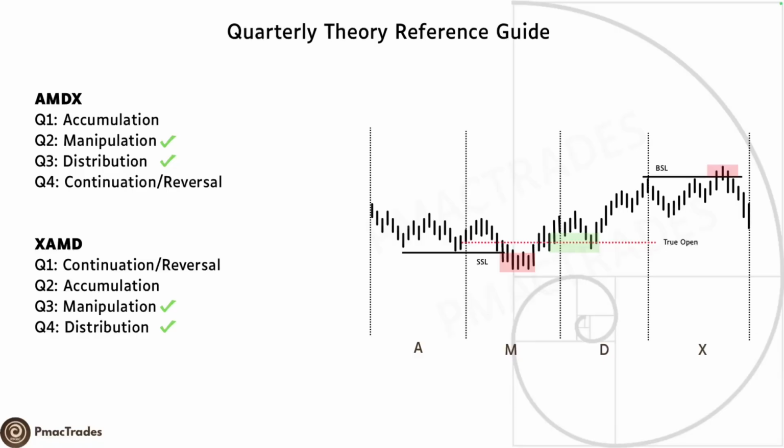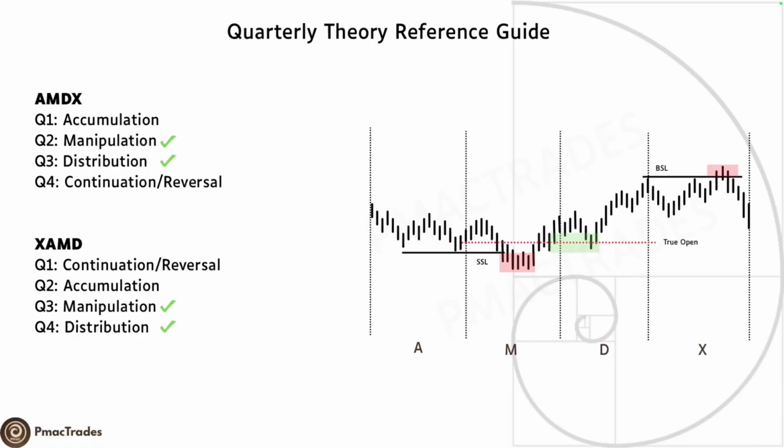Lastly, we can expect quarter four to either continue or reverse. For a reversal, you should expect to see price take out the high or low of quarter three and then begin to trade in the opposite direction. Also, if our distribution quarter takes out an important high or low, like a previous day high, previous day low, previous session high, previous session low, or trades into a high time frame PD array, such as a 4-hour fair value gap or 1-hour fair value gap, then it is much higher probability that quarter four will reverse.